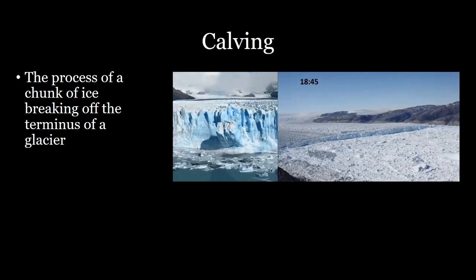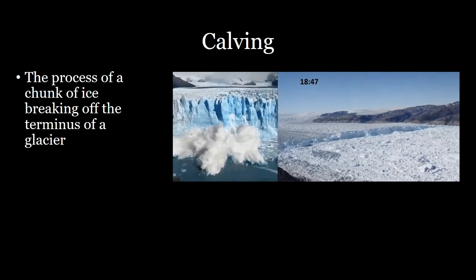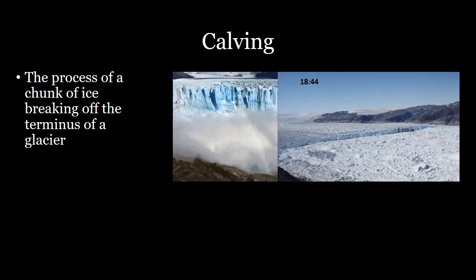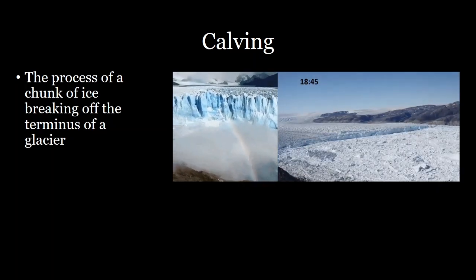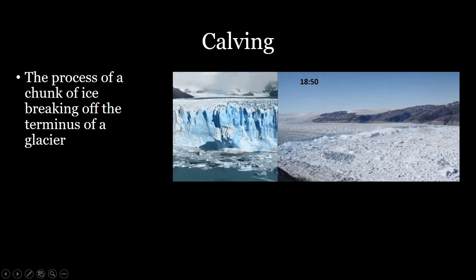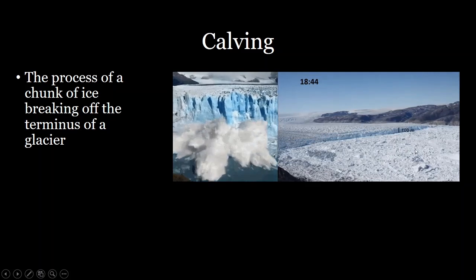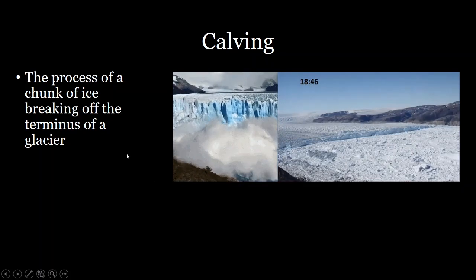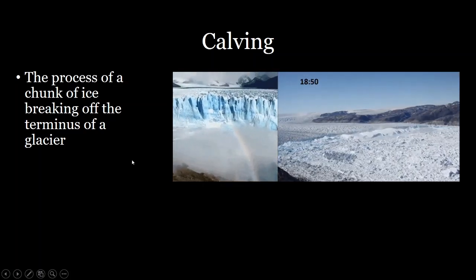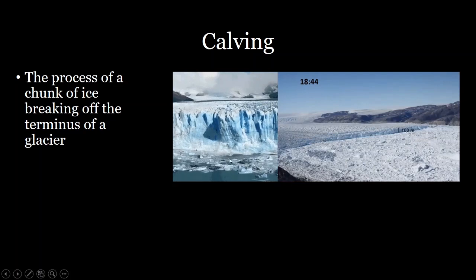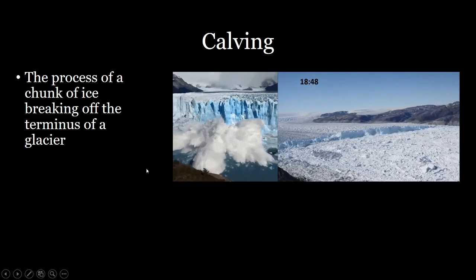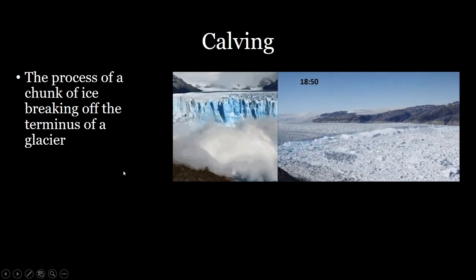And so next, we're going to talk about calving. Calving is a process in which a chunk of ice breaks off the terminus of a glacier. You can see an example of that in Perito Moreno, the glacier that I showed from Argentina before, as well as in Greenland here. So in a glacier like this, you can have ice that breaks off, and you have ice loss, not because of melting, but because of the formation of icebergs.